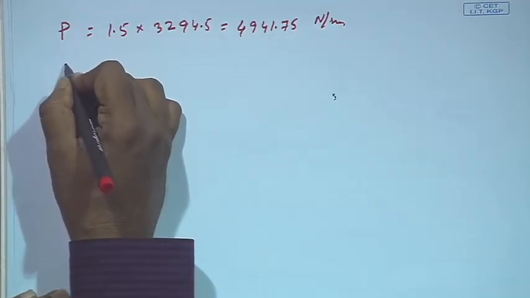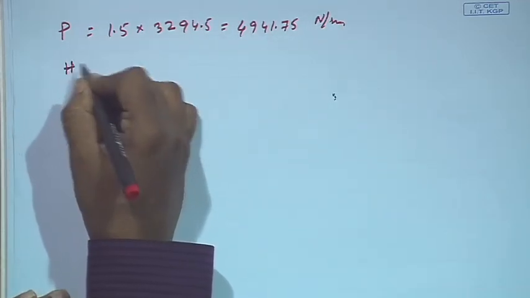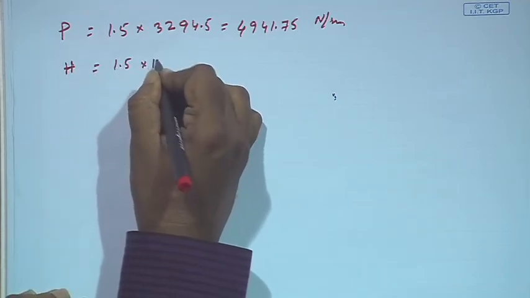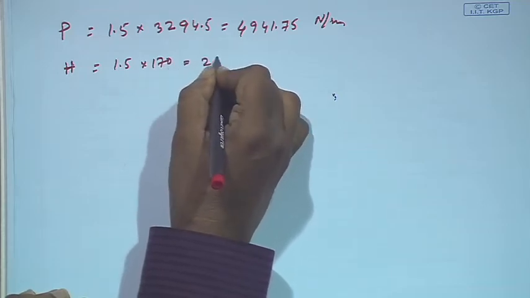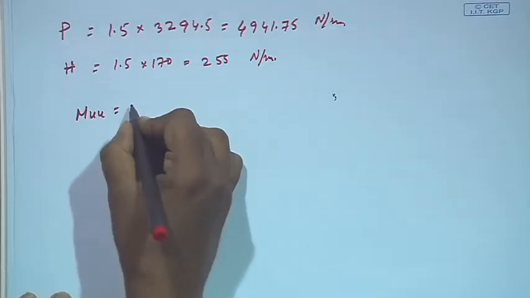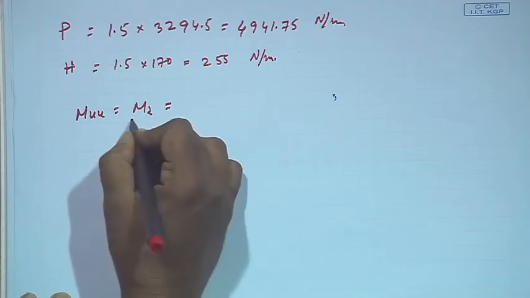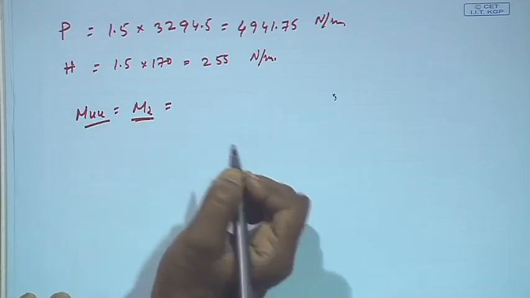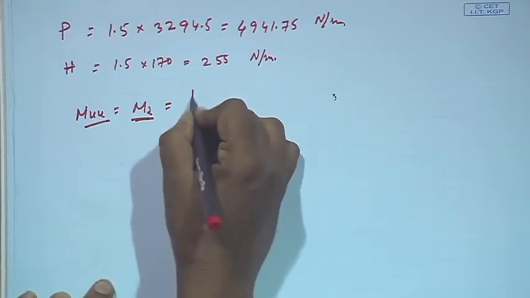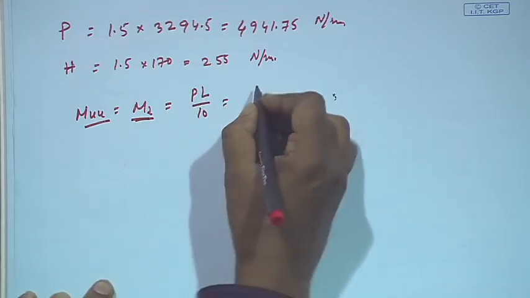Similarly, the factored load parallel to the roof, denoted as H, will be 1.5 into 170, so 255 Newton per meter. From this I can find the maximum bending moment, say MUU or MZ, in this purlin axis.